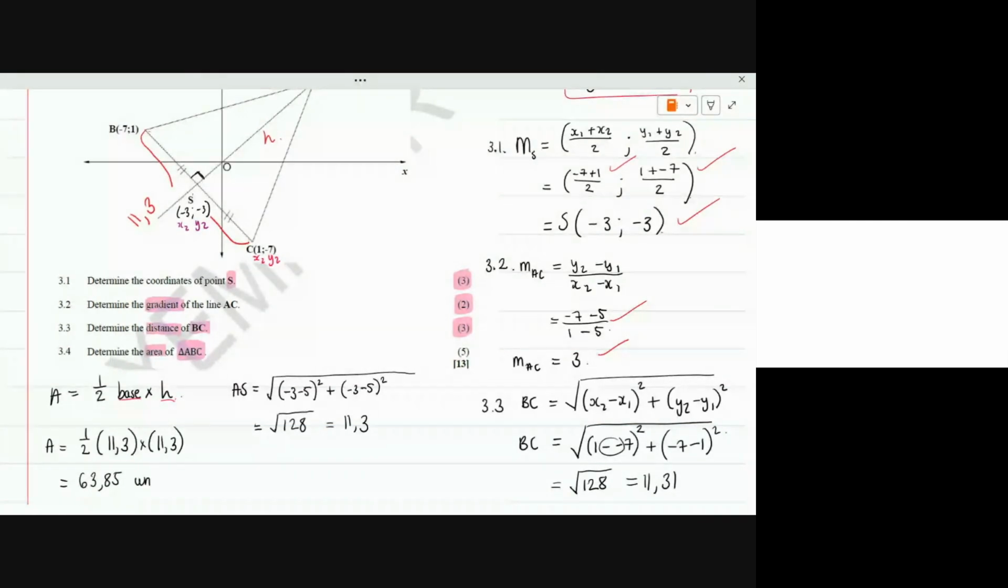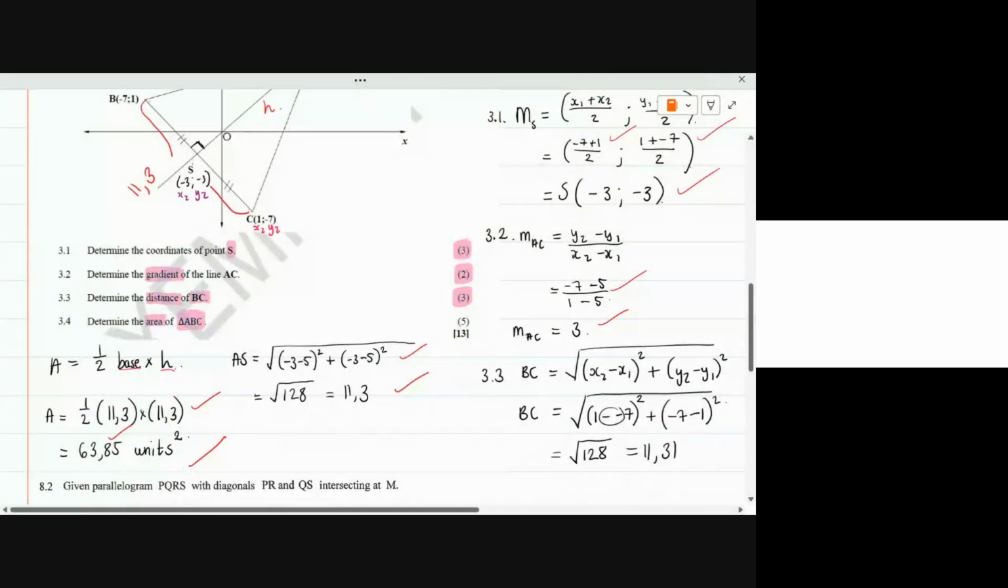And we need to remember, because it's an area, remember to do that. Otherwise, you lose a mark. If you don't write units squared at the end, we deduct a mark. All right, so 2 marks there, 1 mark for substituting, 1 mark for the answer, and 1 mark for adding in units squared. You will lose a mark if you don't put units squared in.